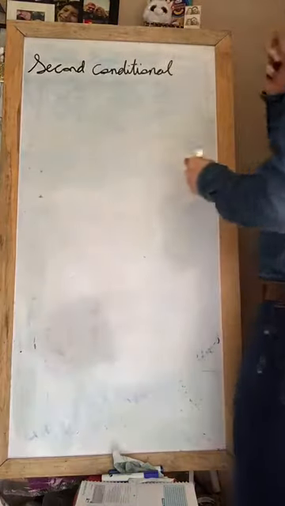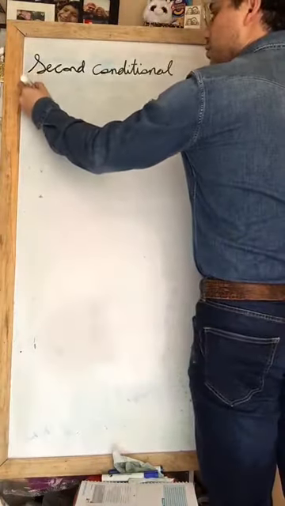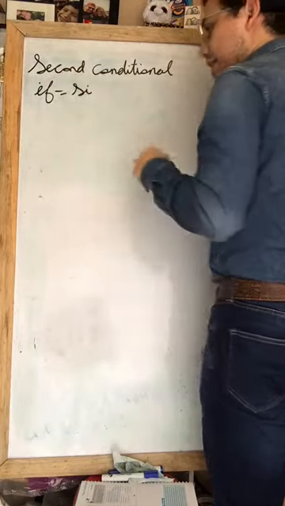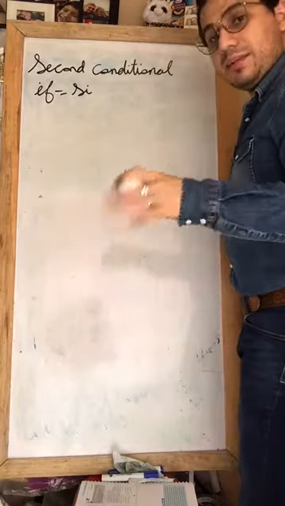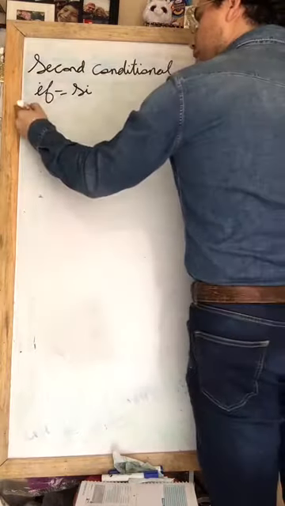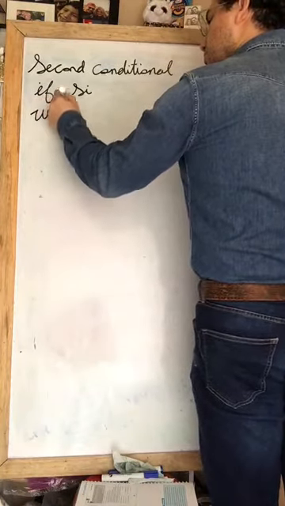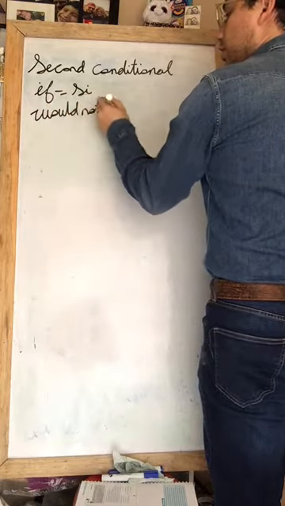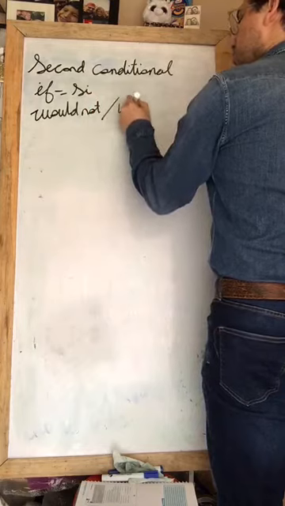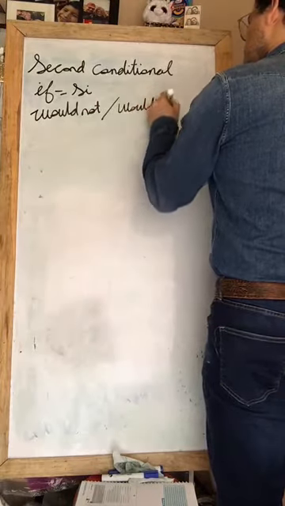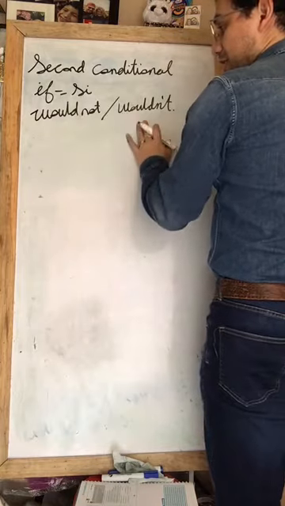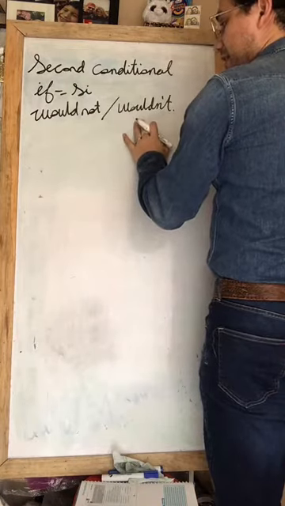Okay. So for the second conditional, we will use the word if, which means si, but not as a positive statement, but as a condition, and would. But in this case, we are going to use would not or wouldn't.